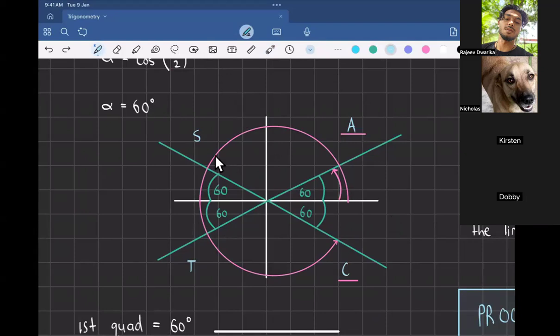Kirsten, I want you to explain to me why you're saying that it would be in the third quadrant. What is positive in the third quadrant? So watch. This is the first quadrant, this is second, and this is third. What is positive in the third quadrant? Type it in the chat. What's positive in the third? Drop it in the chat. What trig function starts with T? T.